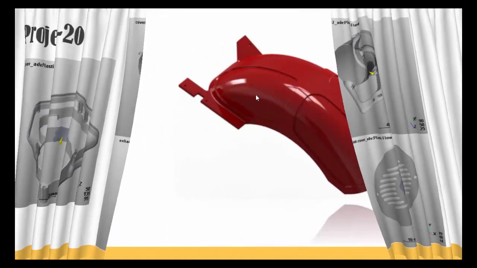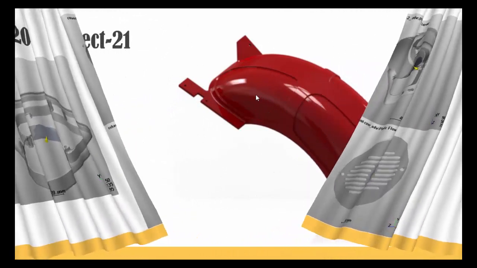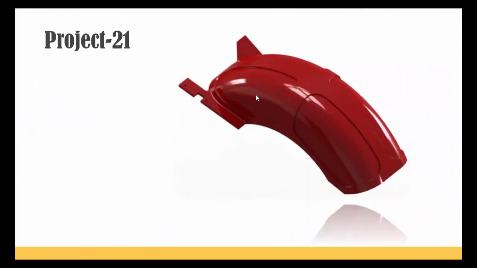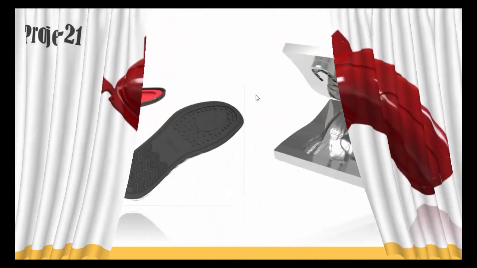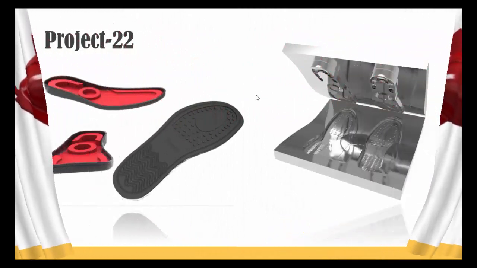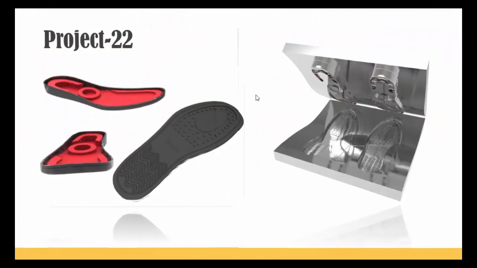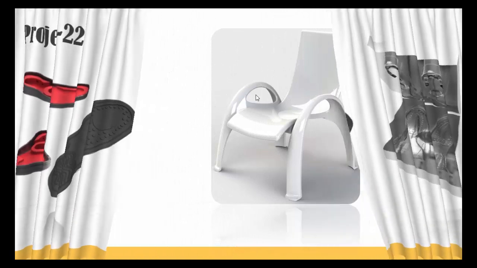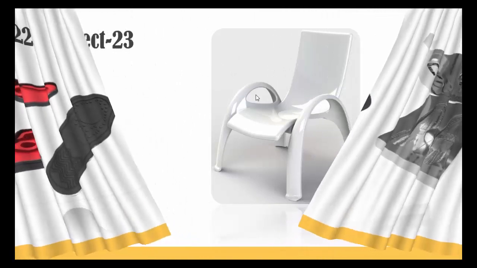And like that, this is the fender, automotive two-wheeler's fender system, front or back fender. There is the back, so that you can create. And there is the shoe, you can say the shoemaker, it's a complete process. And this is the garden chair.